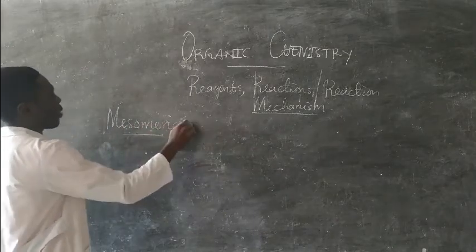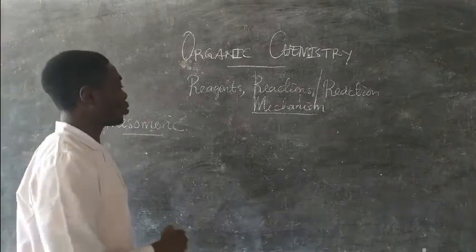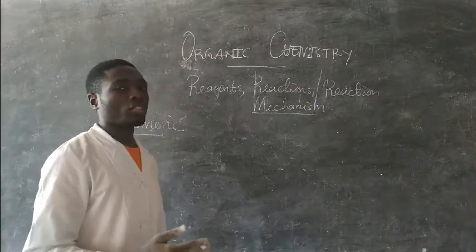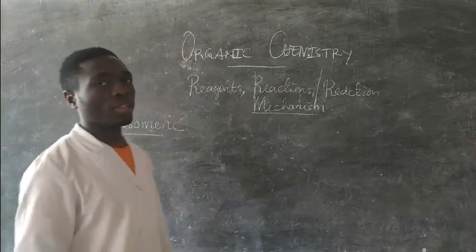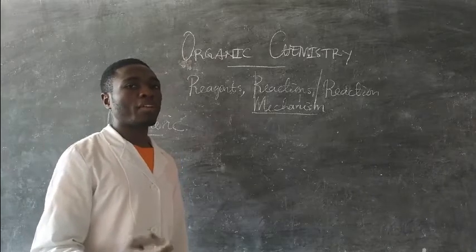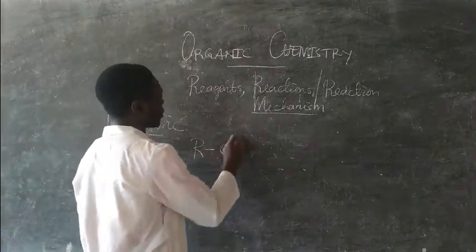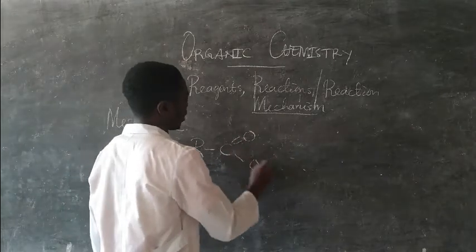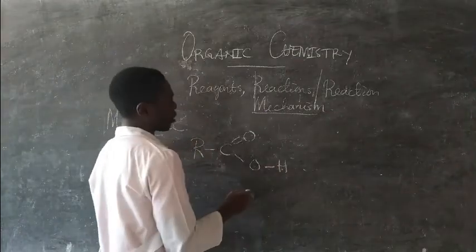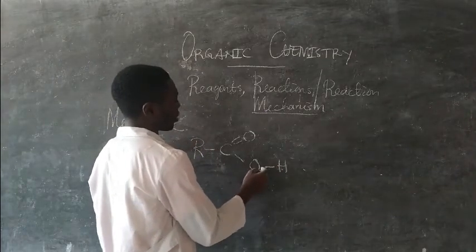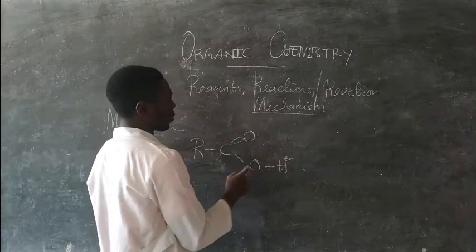Now the mesomeric effect is the complete transfer or complete shift of an electron pair from a substituent group, which occurs if that substituent group has a lone pair of electrons or a double bond. For example, we usually see this mesomeric effect in carboxylic acid. Now in this, oxygen is more electronegative than hydrogen, so it pulls electrons from hydrogen, making hydrogen partially positive and oxygen partially negative.